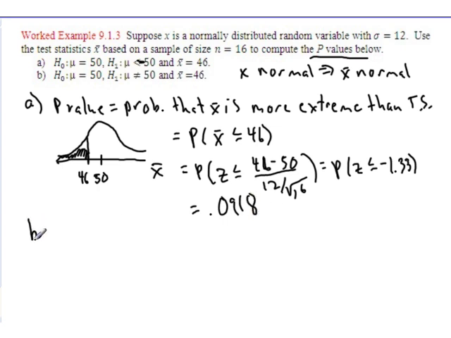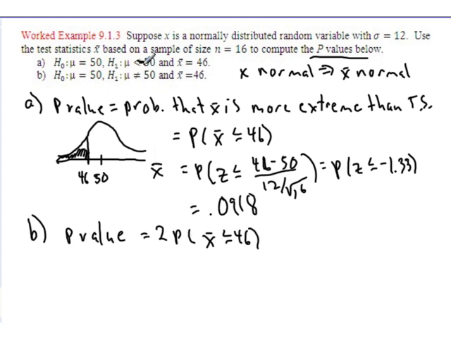Next, B. We want to find the p-value again, where the mean again is 50, and this time the alternative is that the mean does not equal 50. Again, we can use our normal model, and again, the p-value is the probability x bar is more extreme than the test statistic 46. But in this case, the p-value is equal to twice the probability that x bar is less than or equal to 46.